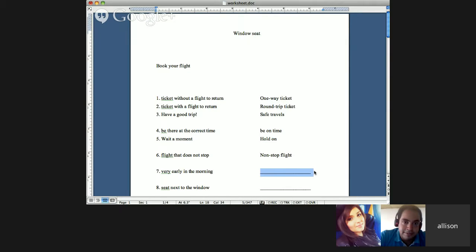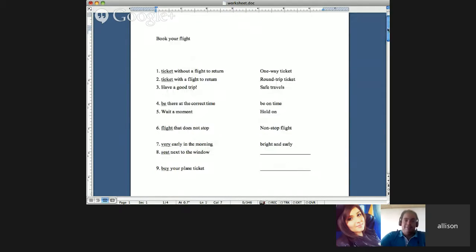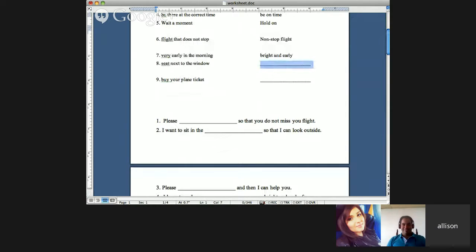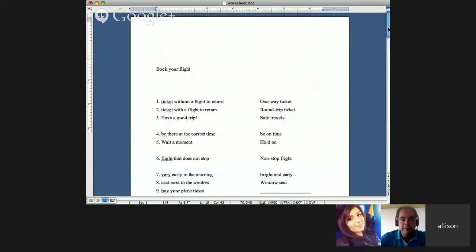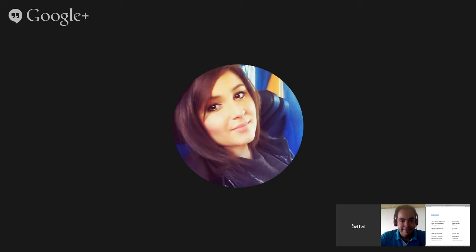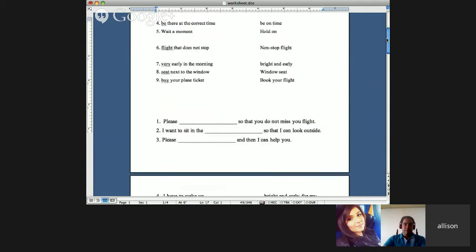And Fernando, number 8. Sit next to the window, it will be like window seat. Yeah. Very good. And the seat next to the aisle is obviously the aisle seat. Okay, and the last one, Sarah. Buy your plane ticket, and it will be book your flight. Yeah, good. Awesome. All right, good job, guys. You went quickly through that, so let's continue.